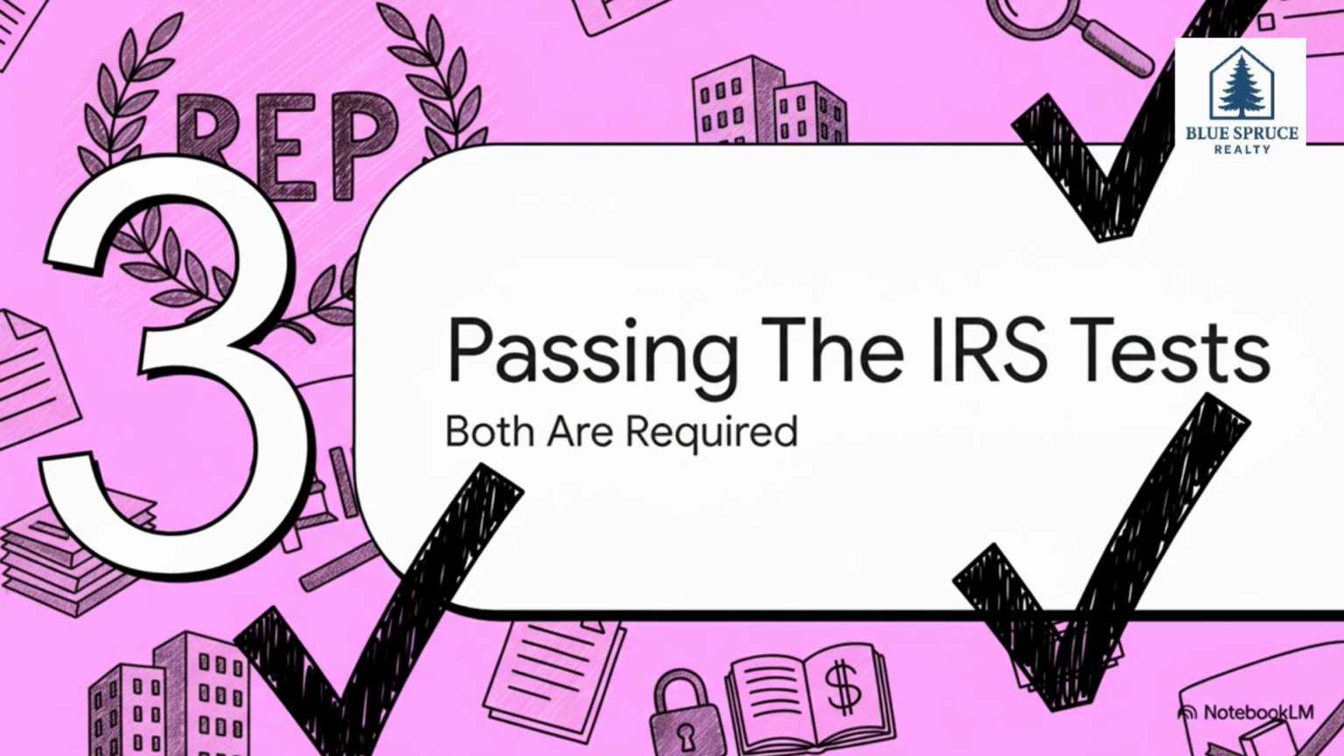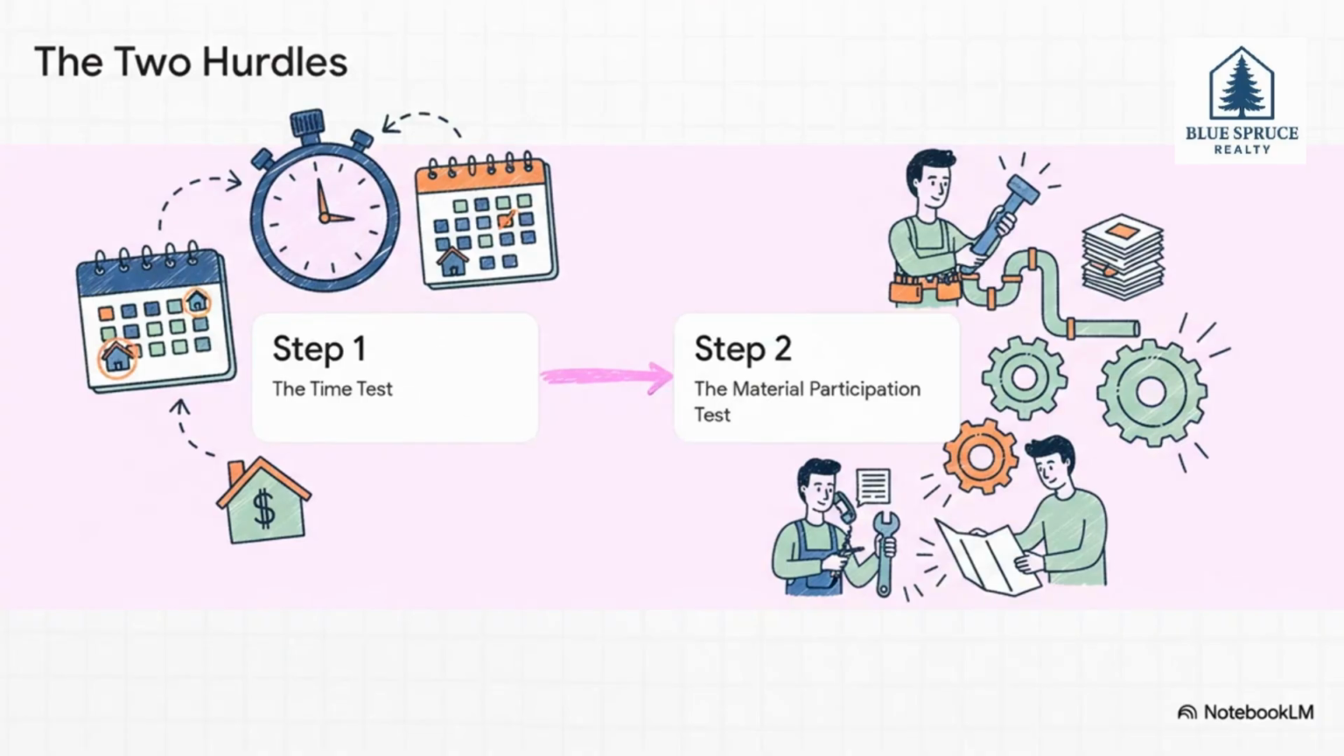Okay, so this sounds amazing, right? But it is definitely not automatic. To get this REP status, you have to pass two very specific tests from the IRS. And let me be clear, you have to meet both of them. They are completely non-negotiable, no wiggle room. So what are these two hurdles? First, we have the time test, which is all about how much time you're spending. And second, there's the material participation test, which is about how you're spending that time on your own rentals.